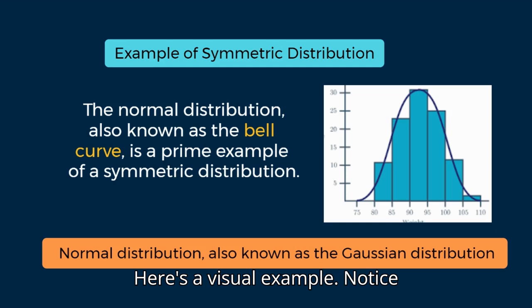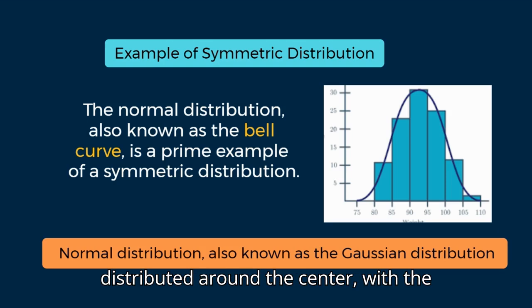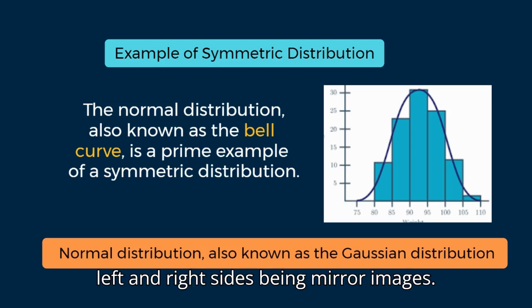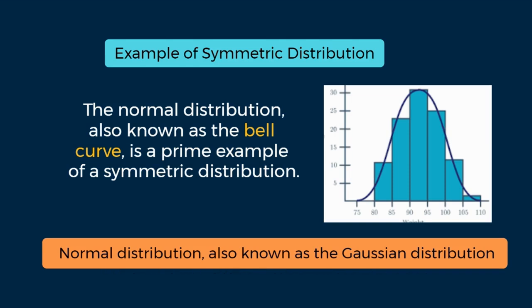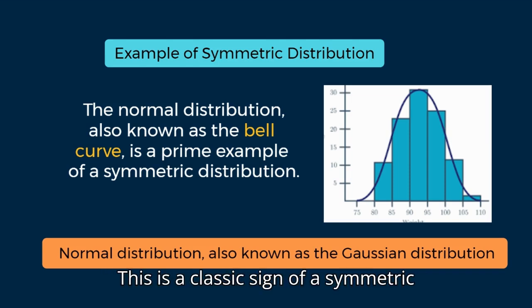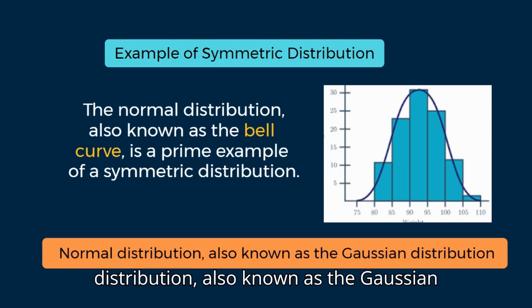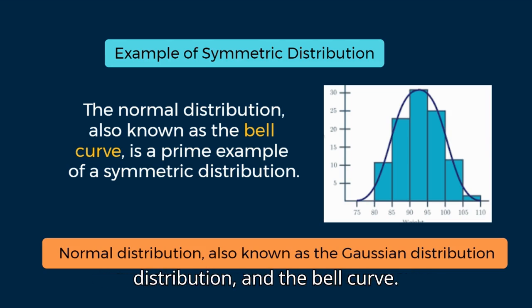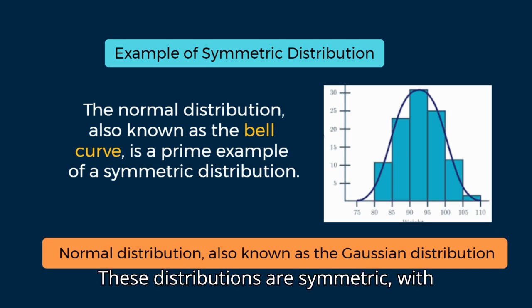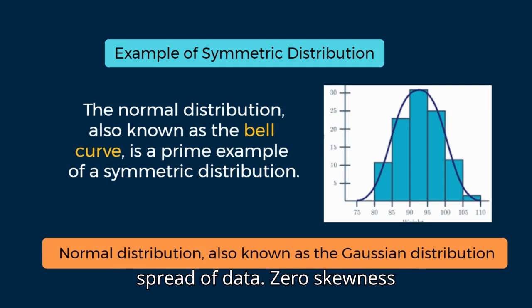Here's a visual example. Notice how the distribution is evenly distributed around the center, with the left and right sides being mirror images. This is a classic sign of a symmetric distribution, or zero skewness. Common examples include the normal distribution, also known as the Gaussian distribution, and the bell curve. These distributions are symmetric, with zero skewness, reflecting a balanced spread of data.